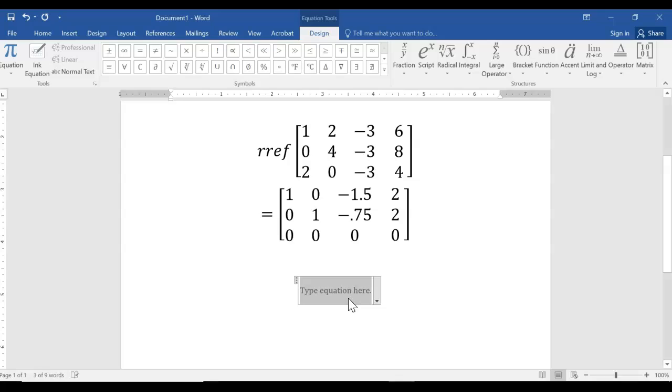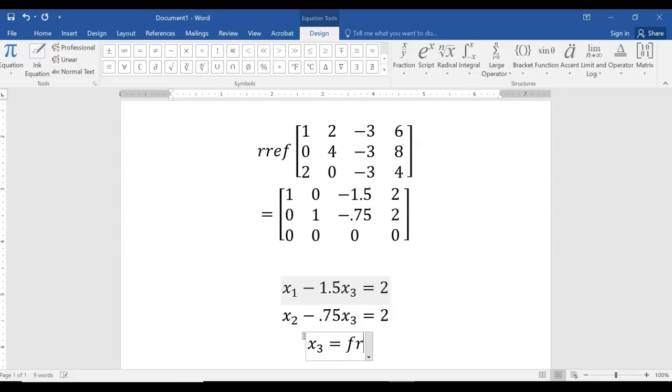So what this is really telling us is that x1 minus 1.5 x3 has to be equal to 2, and x2 minus 0.75 times x3 is also equal to 2. And then for the general solution, we would say x3 is a free variable. I have 2 pivot columns here, one for x1, one for x2, and this third column is not a pivot, and therefore it's representing a free variable.